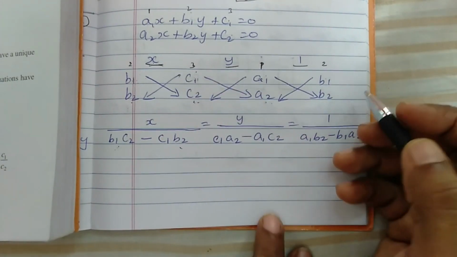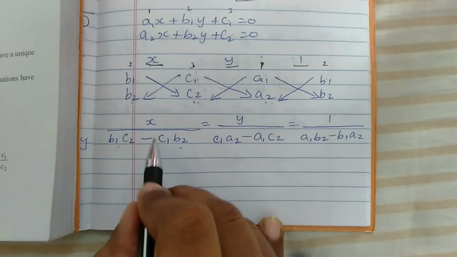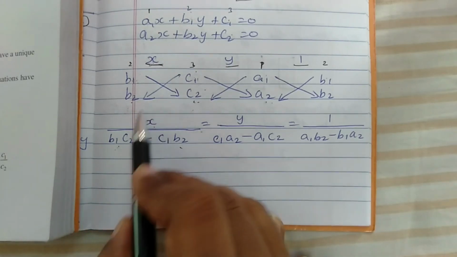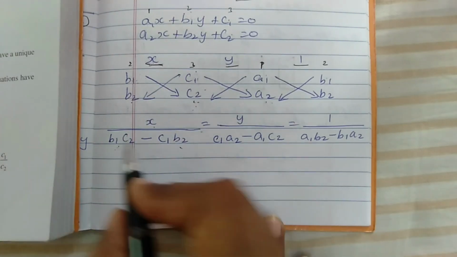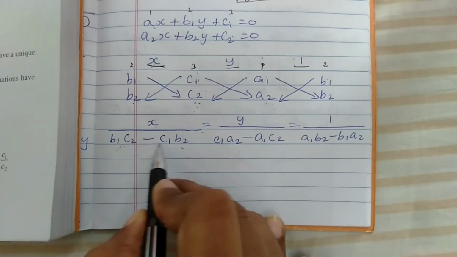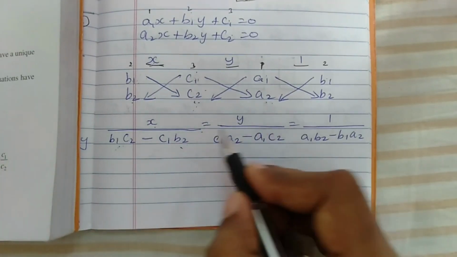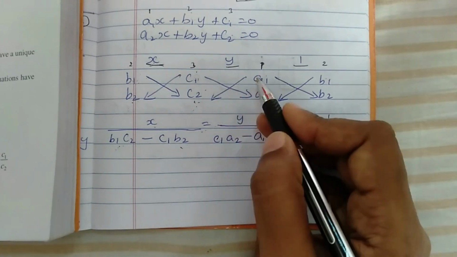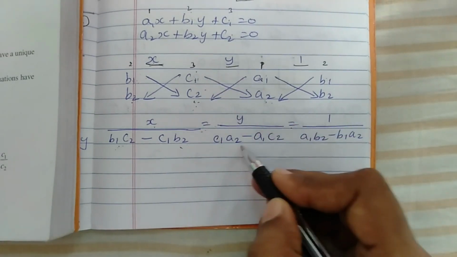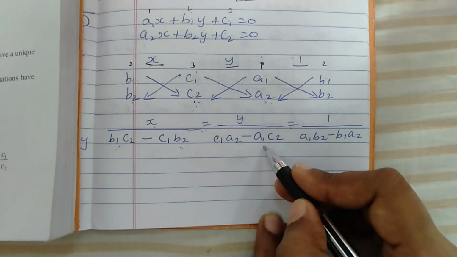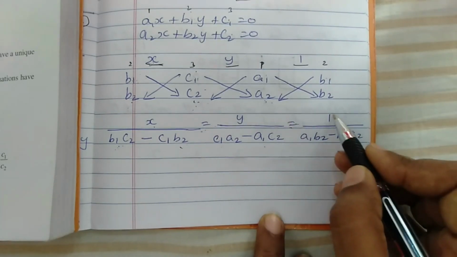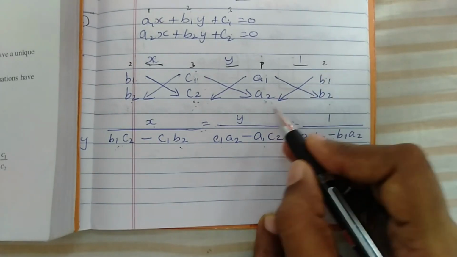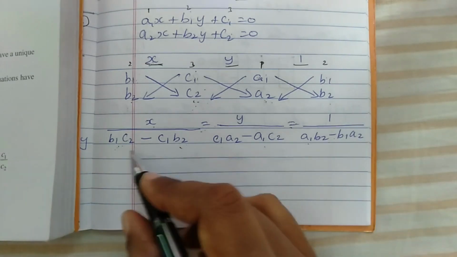Then you will be cross multiplying it, and for the value of x your denominators will be these cross multiplied numbers. So here it will be b1 into c2 minus c1 into b2, separated by an equal to sign, then y divided by c1 into a2 minus a1 into c2, separated by an equal to sign, 1 divided by a1 into b2 minus b1 into a2. This will be your formula.